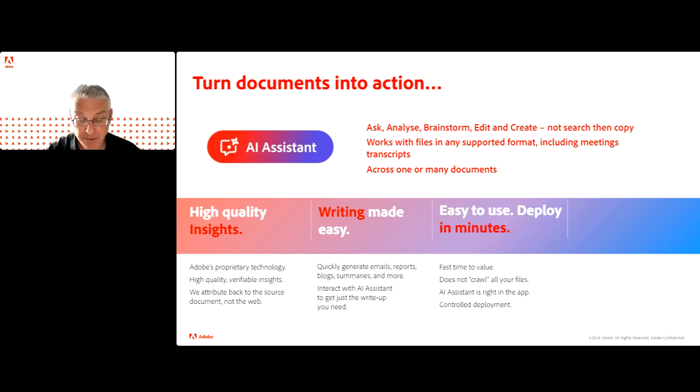Really easy to deploy. You're essentially deploying this technology with your existing estate via the Adobe admin console. So you have full control over that, and it doesn't crawl your files, as I mentioned. The AI assistant is right in the app itself, and it's a fully controlled deployment. There is not any other way of doing it. Really simple to use. You bundle it up and deploy it out as you see.